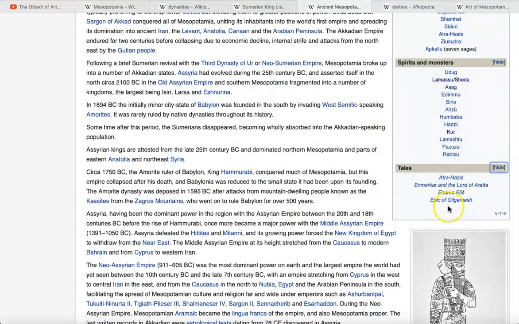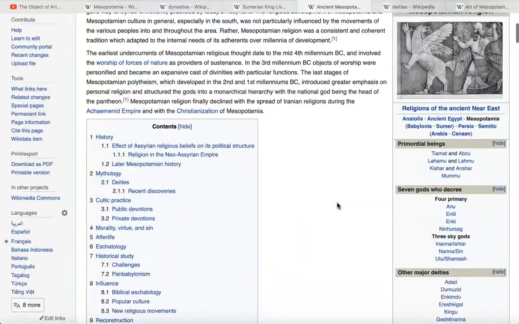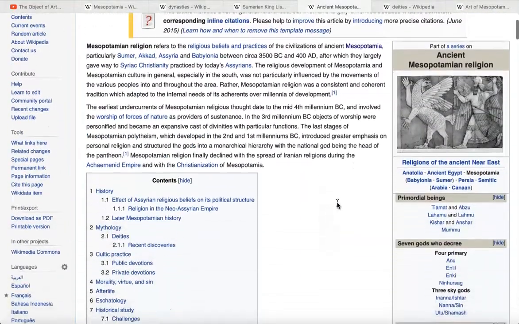Maybe a lot of you have already heard of the Epic of Gilgamesh. Do look into it if you're interested in art from this historical time period. So, ancient Mesopotamian religion.